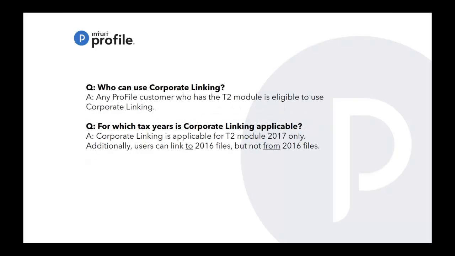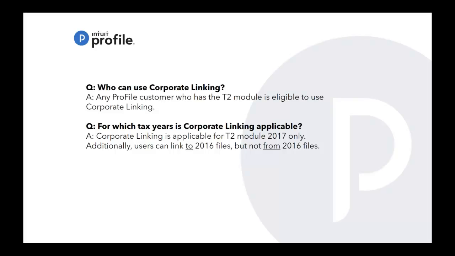Who can use the feature? Any customer that has a T2, that's purchased the T2 module, is eligible for corporate linking. Just remember that you need to be on a current version, 2016.5.0. I'll also talk about the next question, which is, for which tax year is corporate linking applicable? It's actually applicable for the T2 2017 only, and I'll explain that further. Additionally, users can link to 2016 files, but not from a 2016 file.